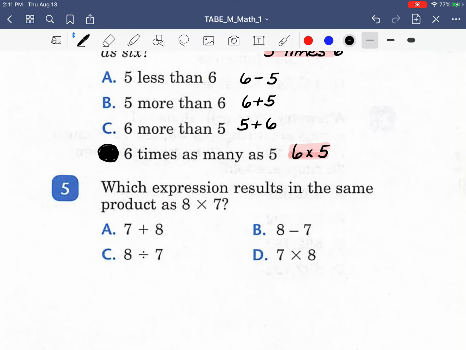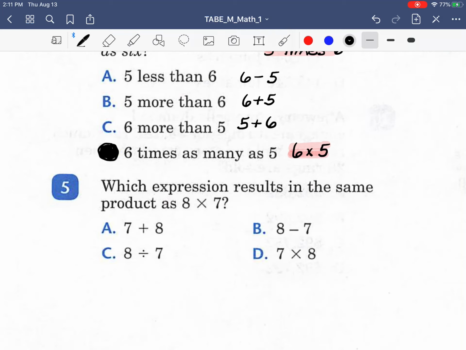Number 5. Which expression results in the same product as 8 times 7? Well, that would be 7 times 8. Reversing that order doesn't change your product.